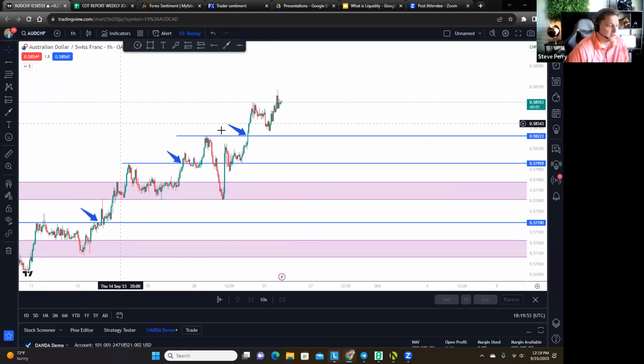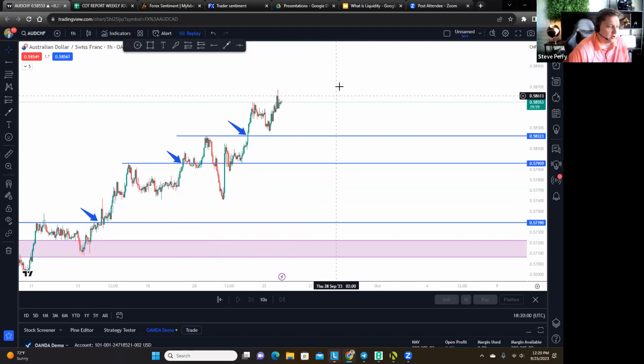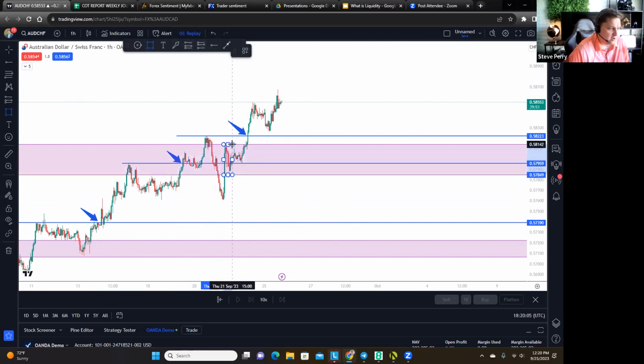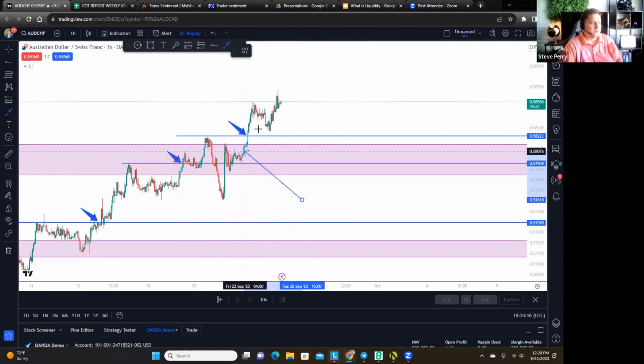This one also broke out right here. Where's the liquidity for this last break of structure here? I would argue that this Aussie franc has liquidity kind of in this area right here, because whatever took place inside of here is ultimately what created this move to the upside. So that's a liquidity zone right there. If the market were to come back and dip into this, that would be pretty good.